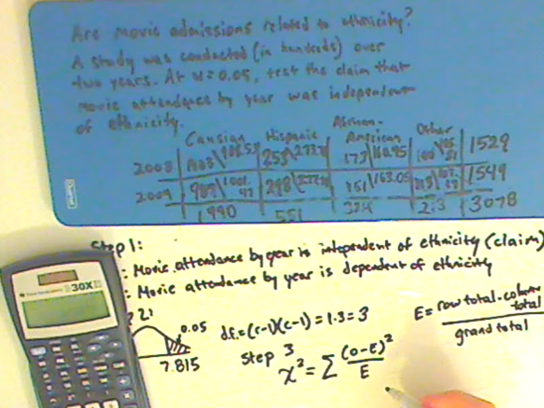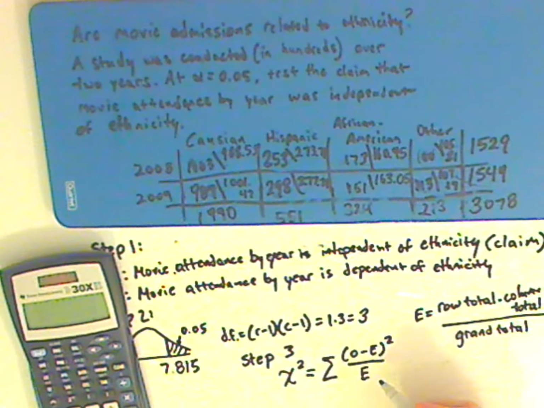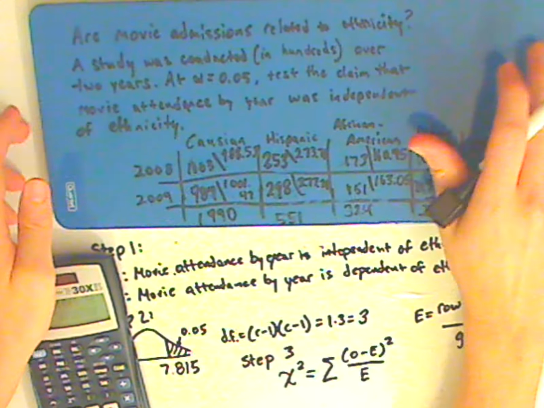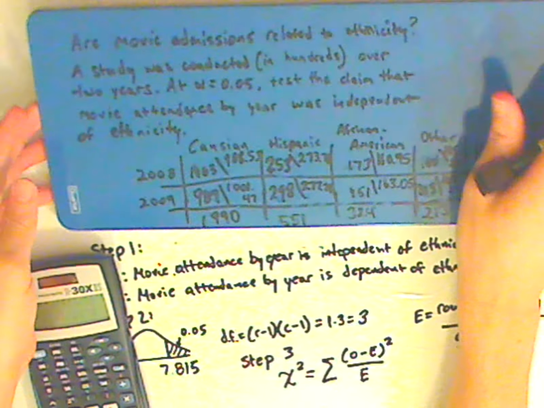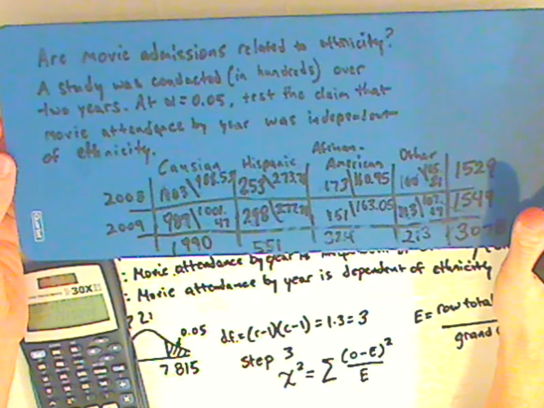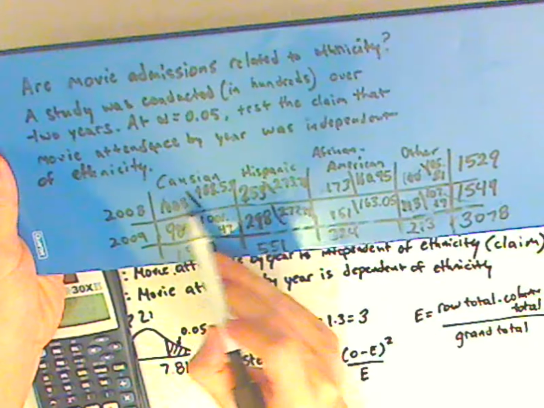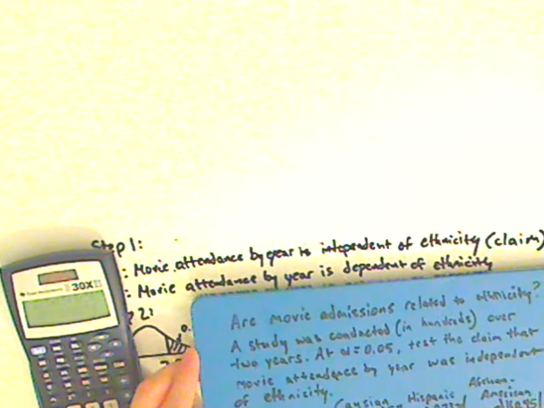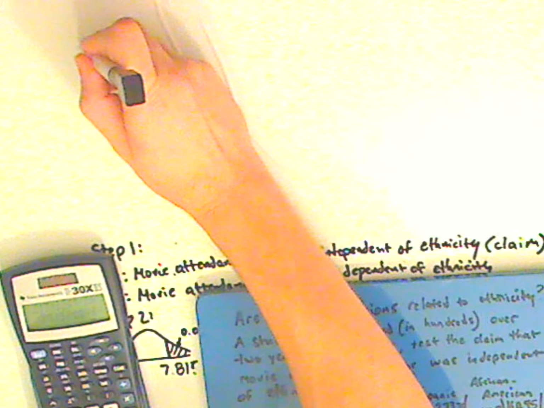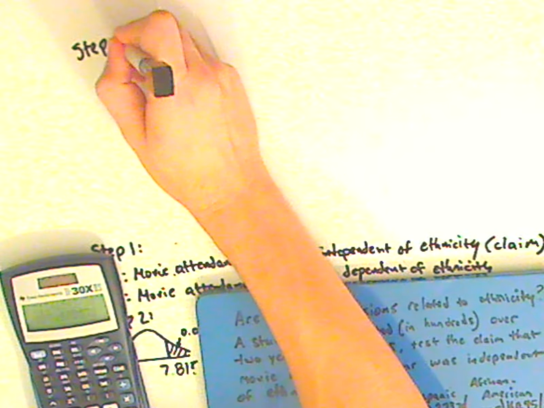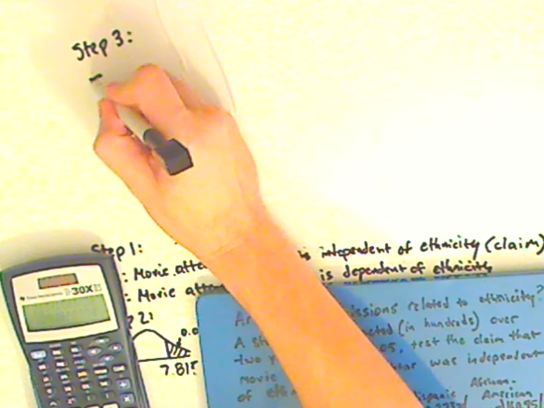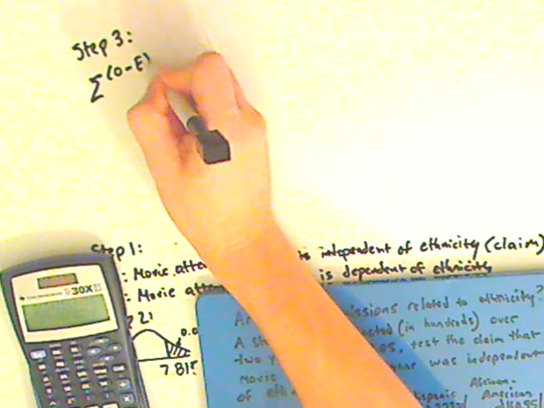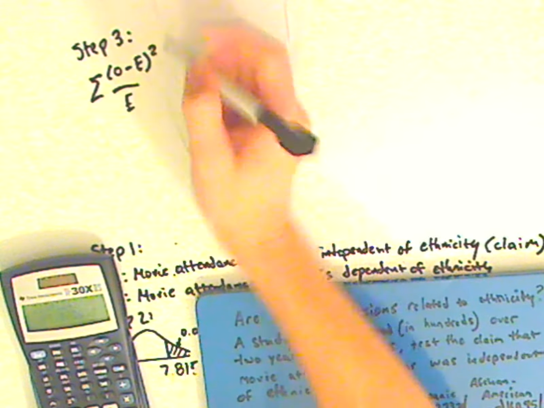Alright, so I'm just going to calculate these values, and I have approximately 8 values. And let me show you the first one. And so record all this information. You have the observed and then the expected. So we're still on step 3. So you have the summation of the observed minus the expected squared over the expected.